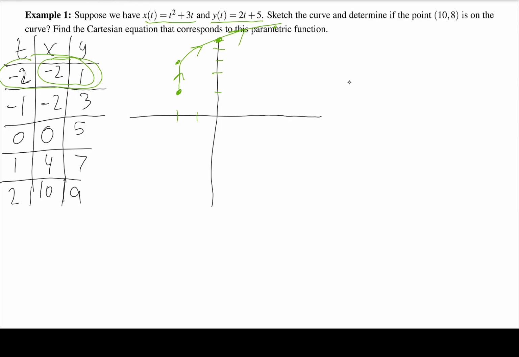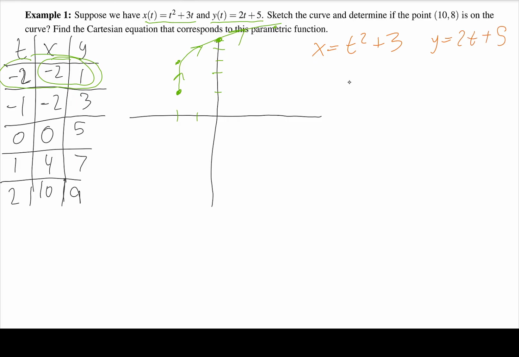One way to tell whether this is right or not is to put this in terms of a Cartesian equation. We understand Cartesian equations pretty well. If you see an x squared, you know that's a parabola. We have a general idea of what ln, e to the x, certain things look like. So that's what I'm going to try to do. We have x equals t squared plus 3t, and y is equal to 2t plus 5.